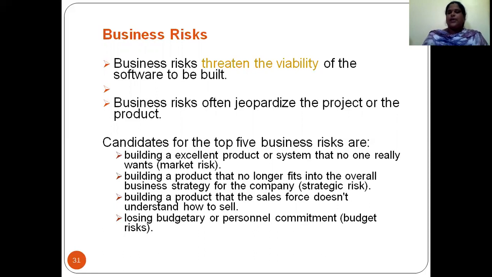Next, you are building a product which doesn't fit your business strategy or your company. Now, you are building a product that the sales force does not understand how to sell. So a product is built, but you cannot understand how to sell it. Next, losing budget or personal commitment means budget risk. If you are thinking that I can complete within 1 crore, but it is unable to complete within that particular budget, and the budget may increase. So this also comes under the business risk.